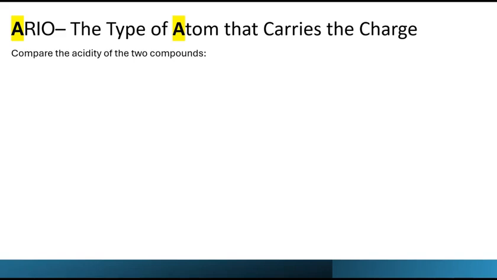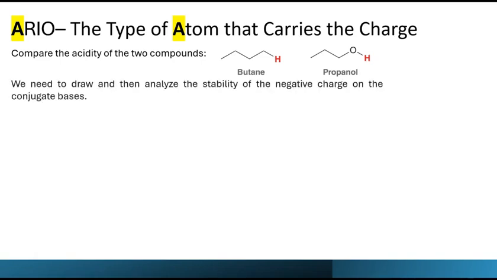Let's begin with A, the type of atom that carries the charge. Let's compare the acidity of the two compounds, butane and propanol. We need to draw and then analyze the stability of the negative charge on the conjugate bases. In other words, remove H plus and see what the conjugate base looks like. If we remove H plus from butane, we're going to have a carbanion, and if we remove H plus from the alcohol, we're going to have an oxide ion.